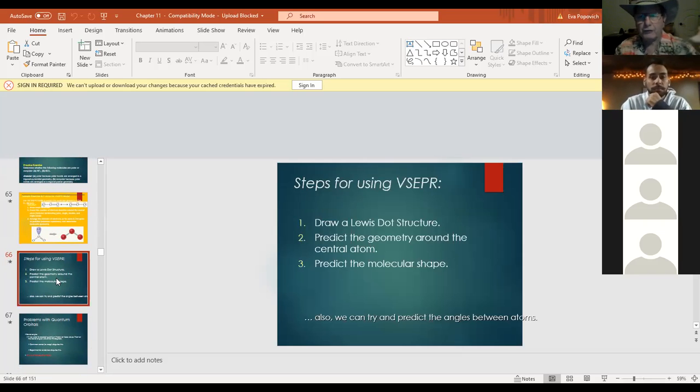So guys, in summary, when we're determining polarity, first you have to draw the Lewis structure. You have to predict the electronic geometry around the center atom, then predict the molecular shape. You have to look within the molecule to see if there are polar bonds. If there are polar bonds, then you look to see if the molecule is symmetrical. Knowing all those things, we can determine whether the molecule itself is polar or not.